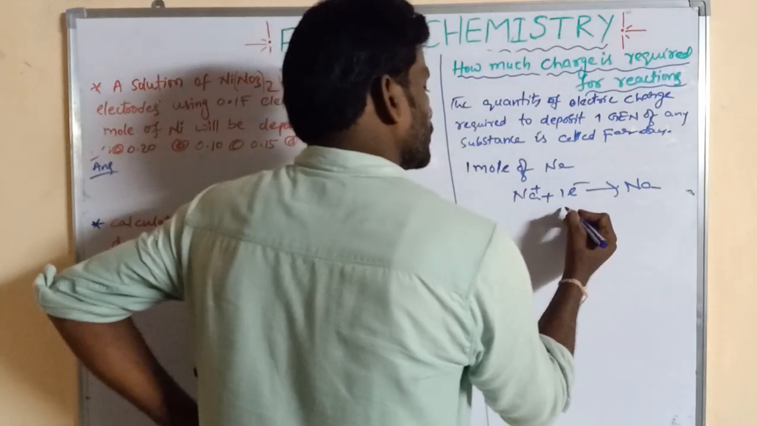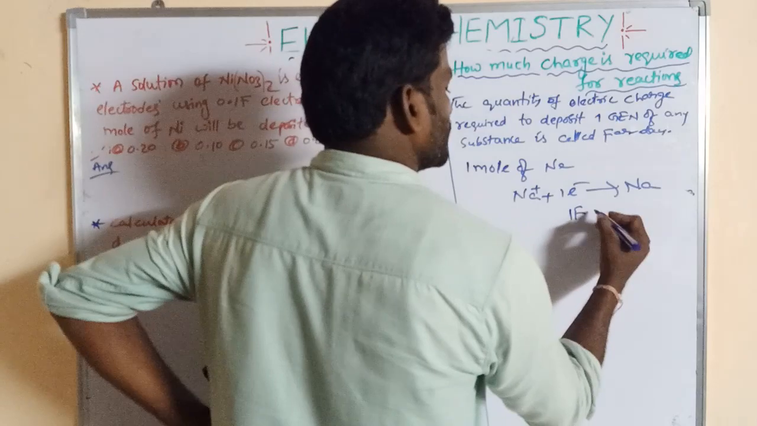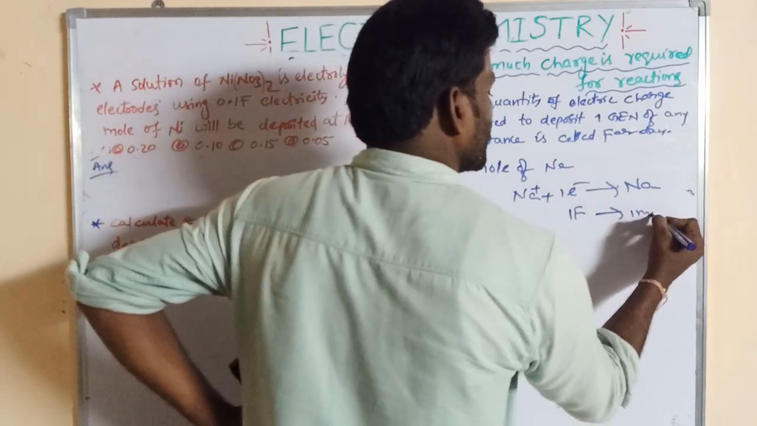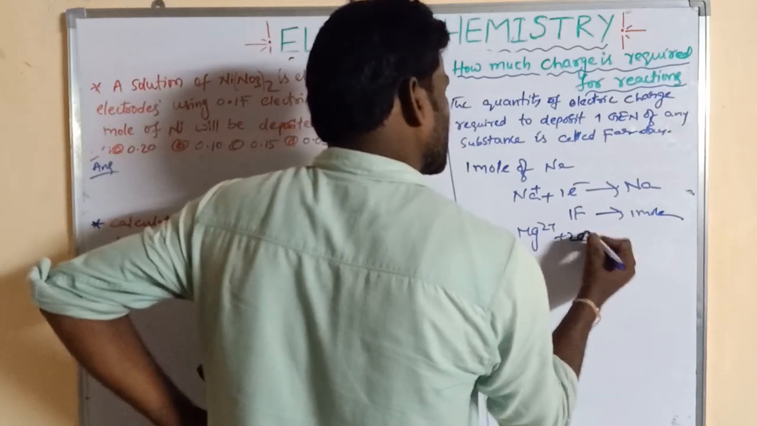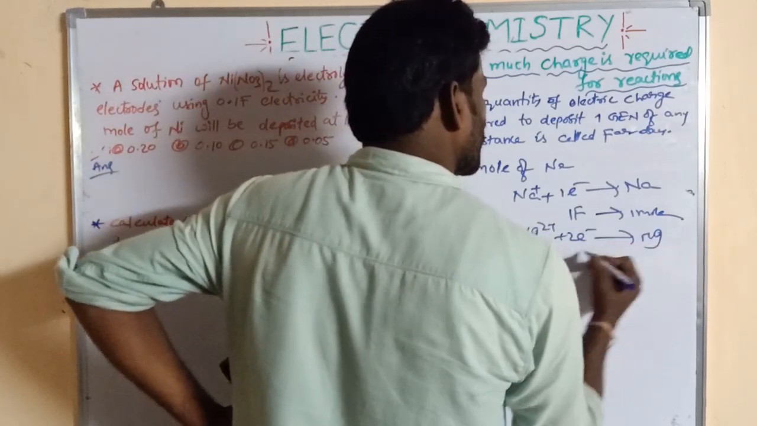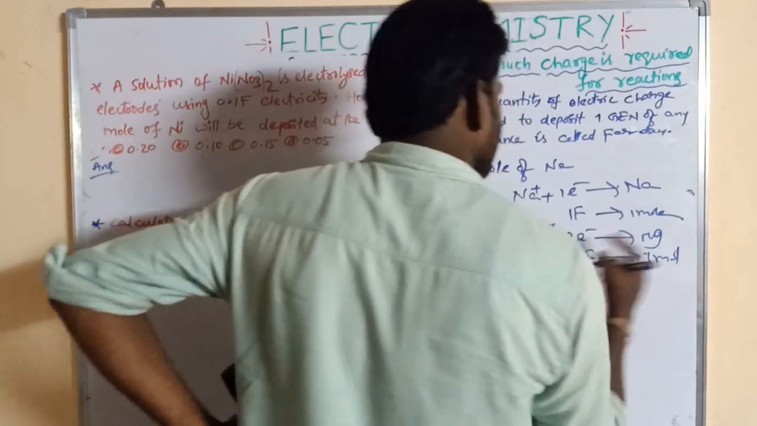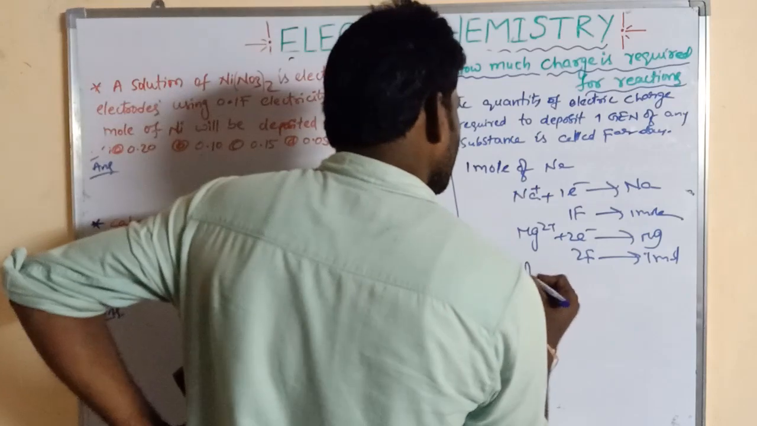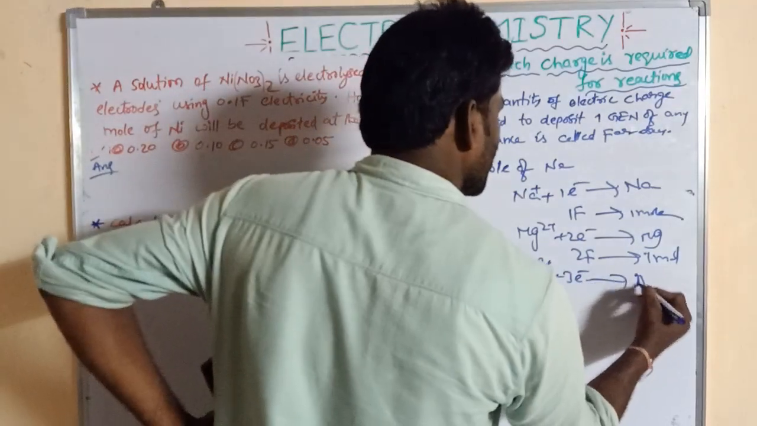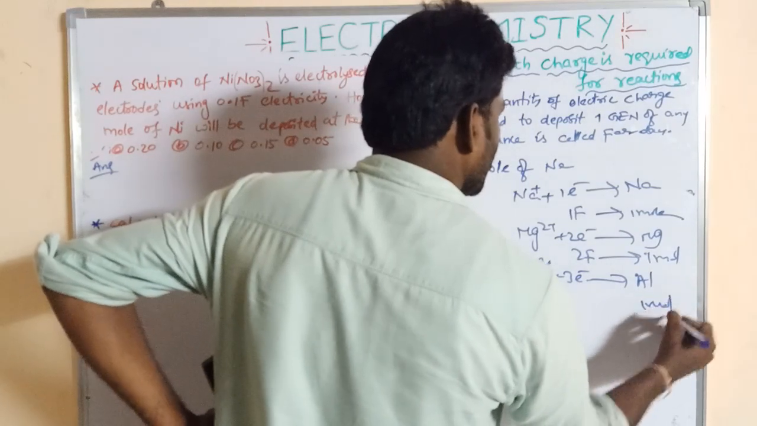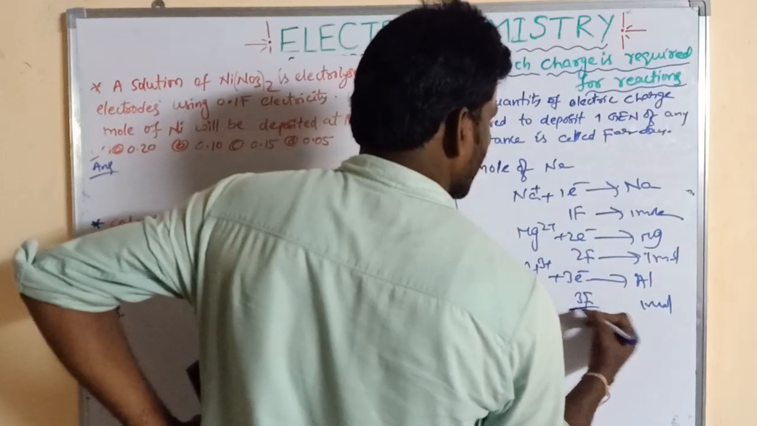Here, 1 electron means 1 Faraday, 1 mole of Na. Similarly, Mg2+ gains 2 electrons to give Mg. Here 2 Faraday is equal to 1 mole of Mg. Similarly, Al3+ gains 3 electrons to give Al. Here 1 mole of Al requires how much? 3 electrons, like 3 Faraday.